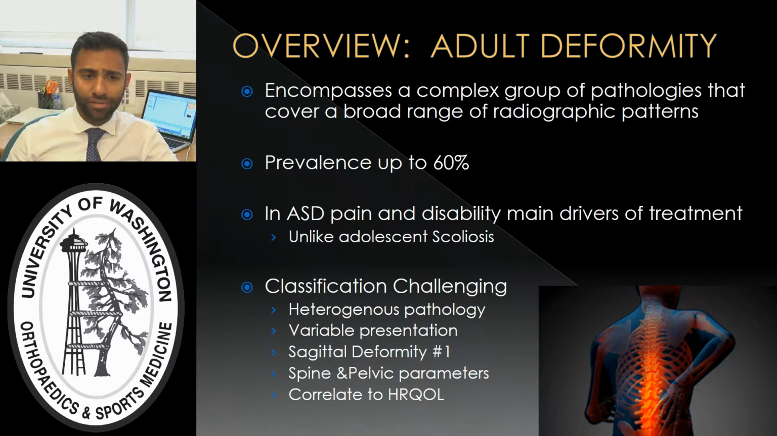Overview: adult deformity encompasses a complex group of pathologies that cover a broad range of radiographic patterns. The prevalence can be up to 60%, but not all 60% of patients with deformity need surgery. In adult deformity, really pain and disability are the main drivers of treatment, and this is very unlike adolescent scoliosis.